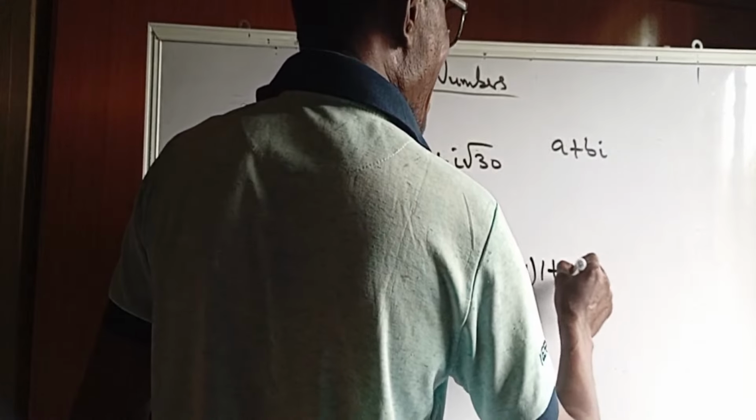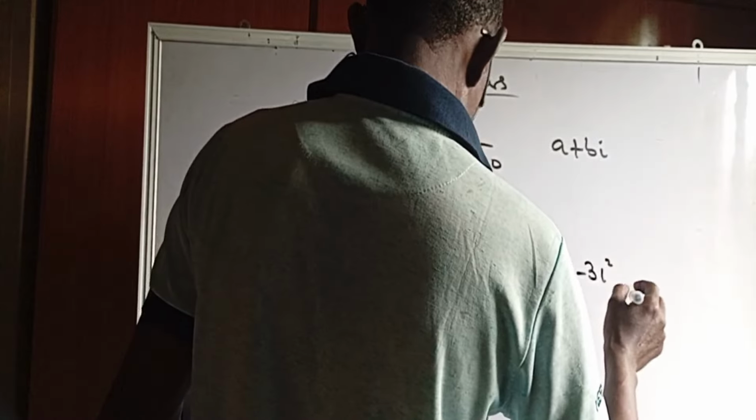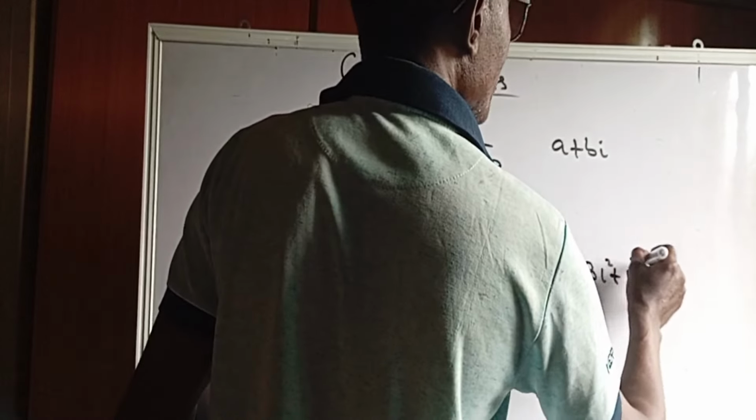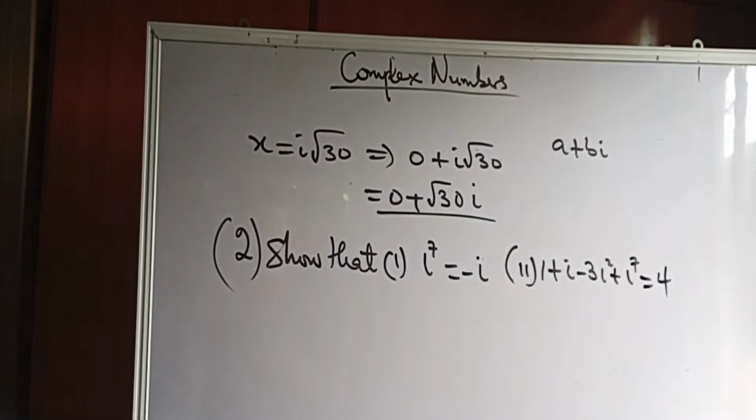1 plus I minus 3I squared plus I raised to the power 7 is equal to 4. Well, let's look at this. Let's look at these very interesting and relevant questions.